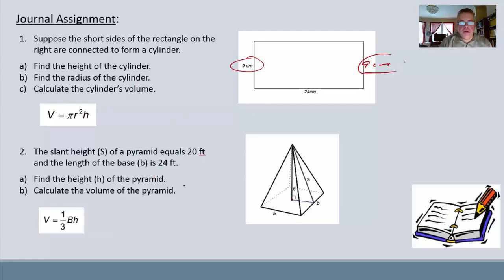Here is the new problem. The slant height is 20, so S is 20 on this. And the base here is 24. So that little length right there from the center of the square to the side is 12. Okay, go ahead and figure out the height and the volume of the pyramid. Good luck.